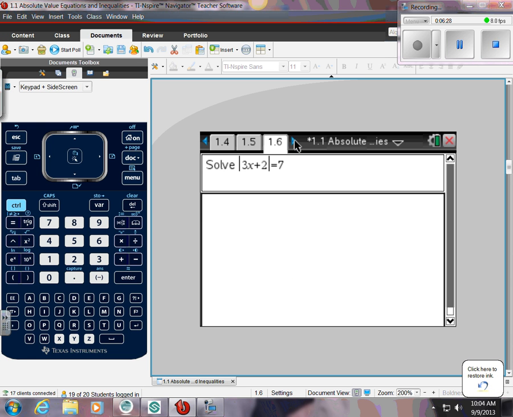So we've got the absolute value of 3x plus 2 equals 7. You think you can handle this one on your own? Good. Give it a shot. Set up your two equations. Check both solutions, and then we'll go over it.